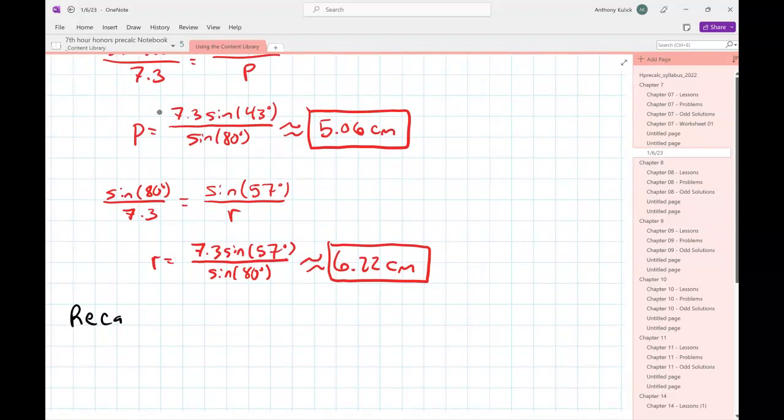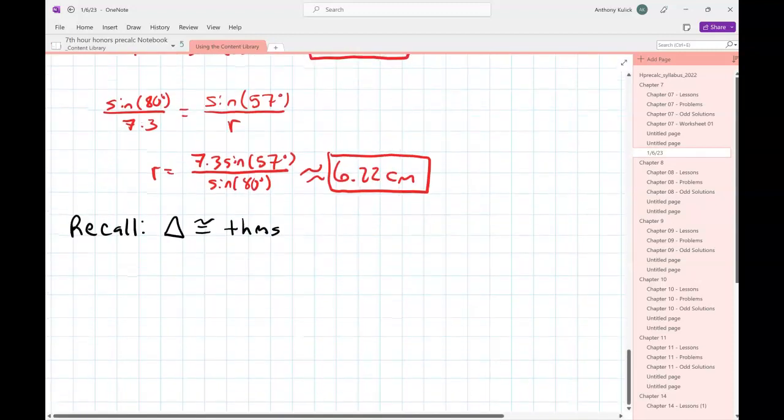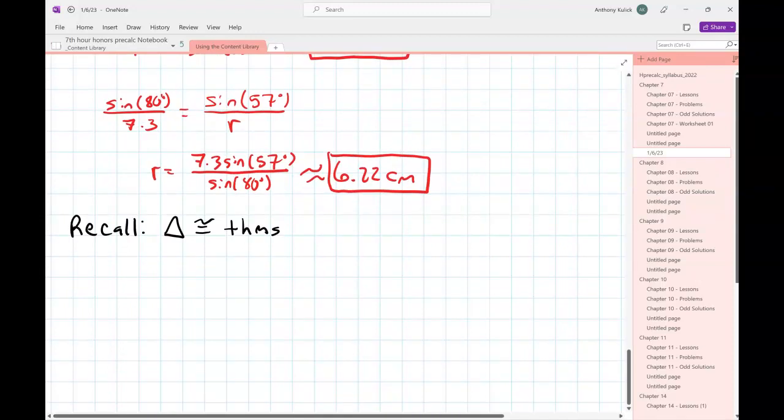Put on your thinking caps. Recall from geometry our triangle congruence theorems. Typically, we name these with a 3-letter acronym. There's 5 of them. Does anybody remember any of them?